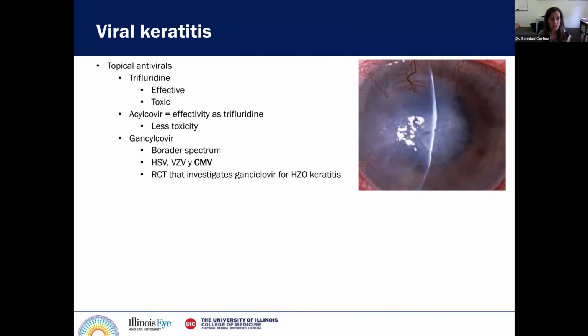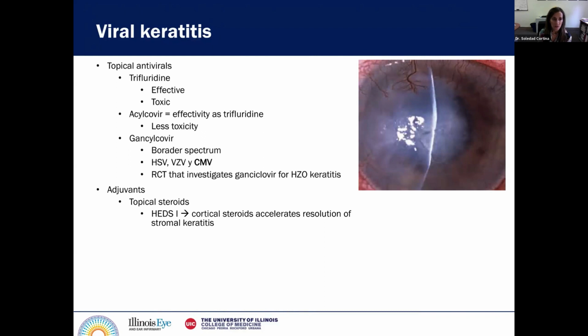Ganciclovir has a broader spectrum against HSV, VZV and CMV. So this one is the most important for CMV. And there's a randomized clinical trial that is right now investigating ganciclovir for herpes zoster keratitis.